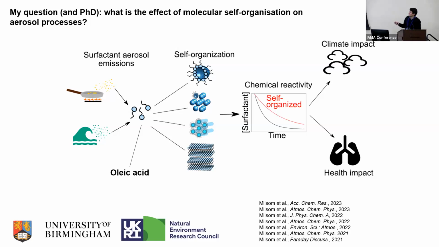It's a surfactant. It's emitted in cooking emissions as well as in the sea spray aerosol. And there's this observation that oleic acid seems to last longer in the atmosphere than is predicted in the lab. And so why would that be? There must be some sort of physical process happening to cause that. And the proposition is that under certain conditions, oleic acid can make one of these self-organized phases.